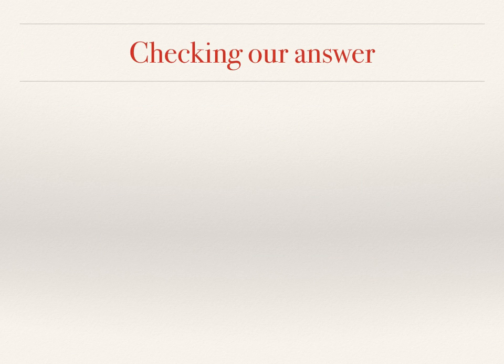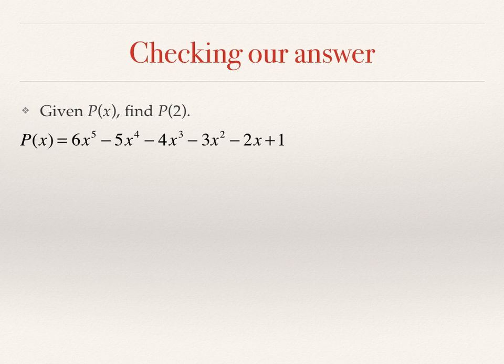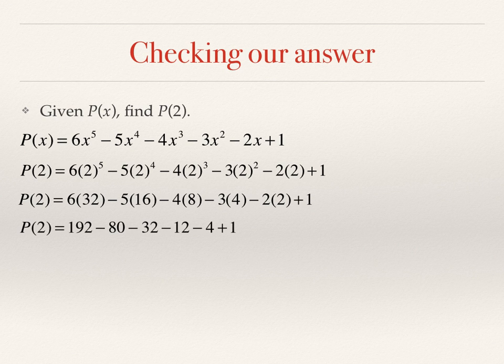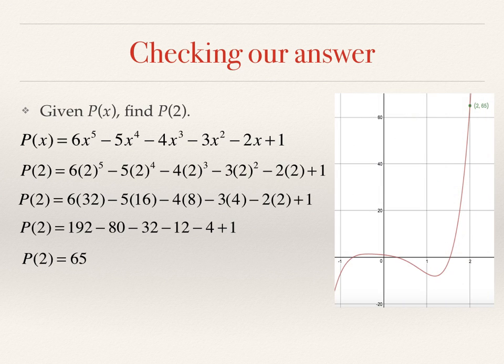Now we want to check our answer. So given p of x, the function that we've already defined, we want to find p of 2. This time we can substitute. Everywhere we see an x, we'll put the number 2. And again, we'll use order of operations. We'll start with our exponents, then we'll go on to our multiplication, and then we'll subtract and add from left to right, and indeed we get p of 2 equals 65. Now we can further check this answer by typing the function into Desmos.com and checking the graph and making sure that the graph goes through the point 2, 65, and it does.